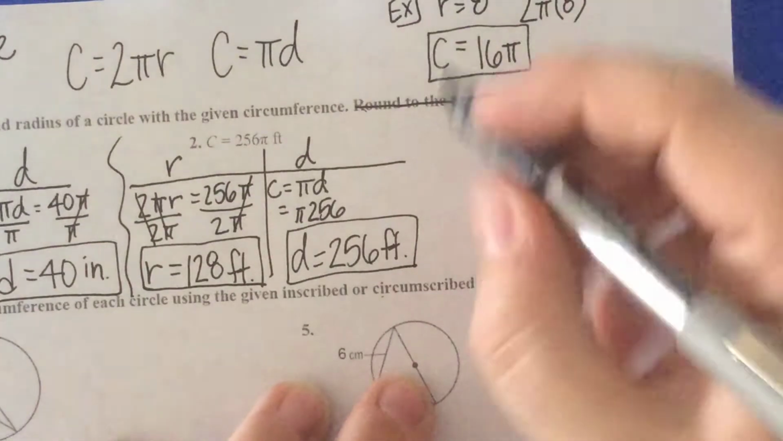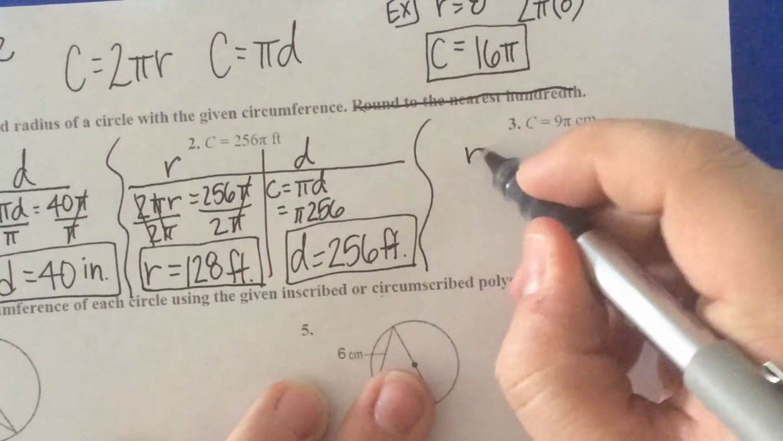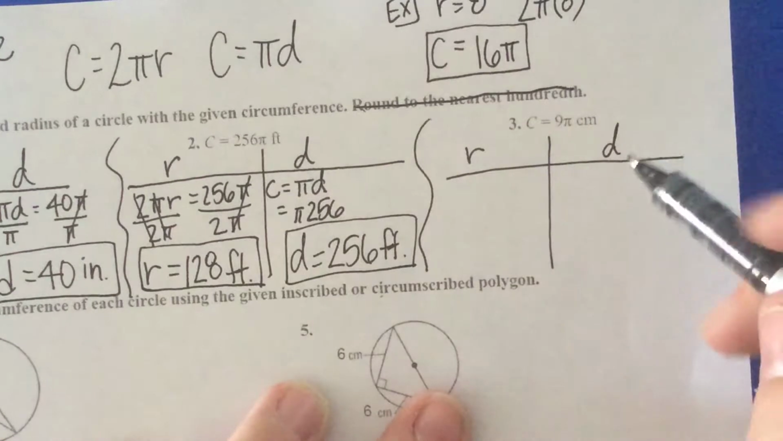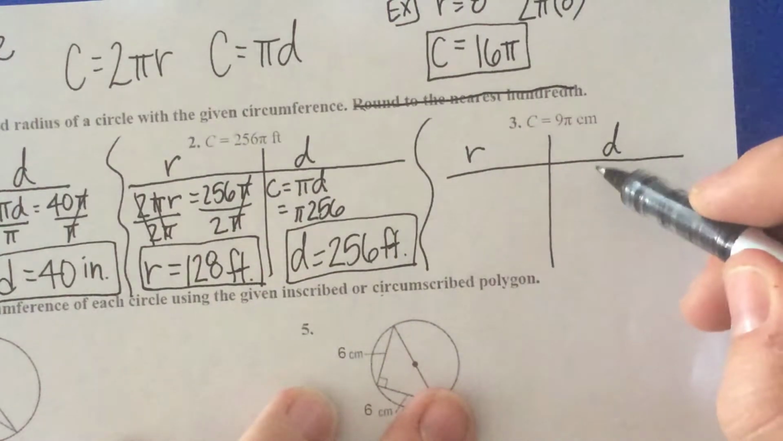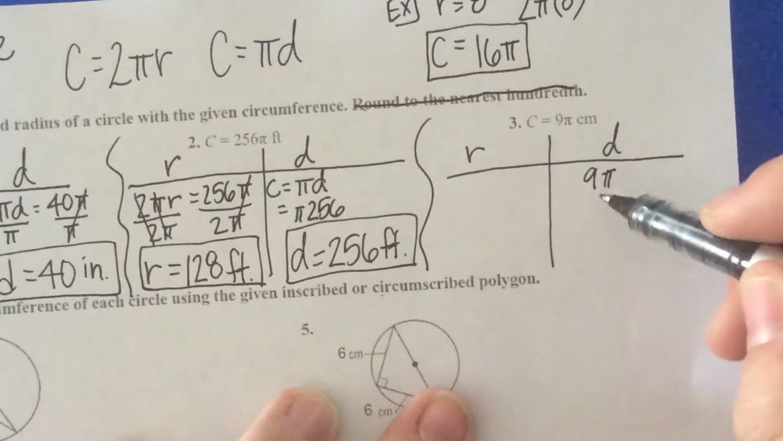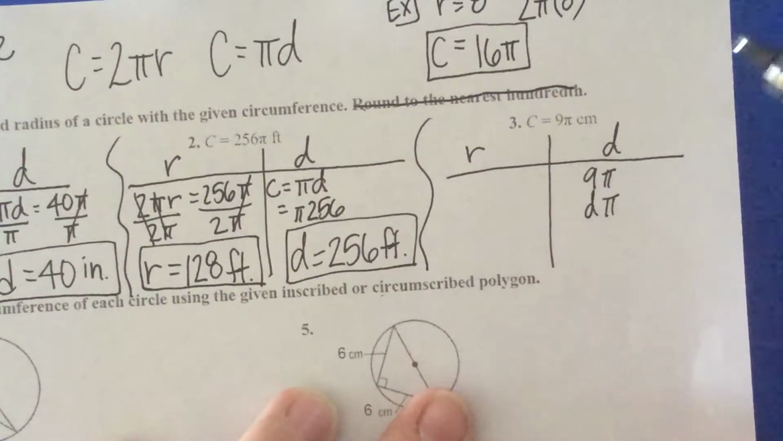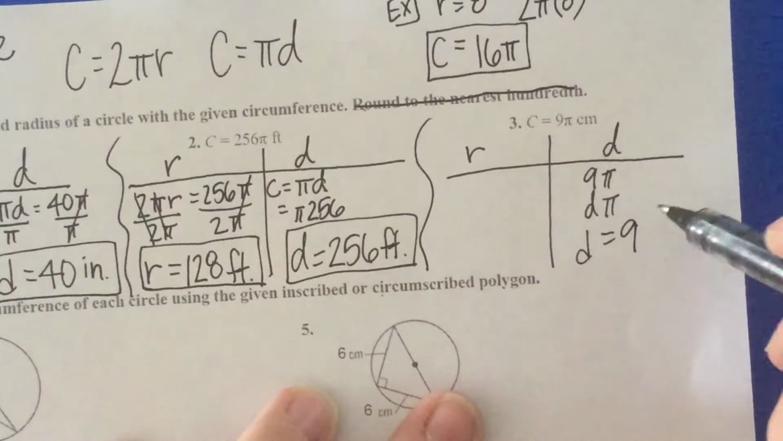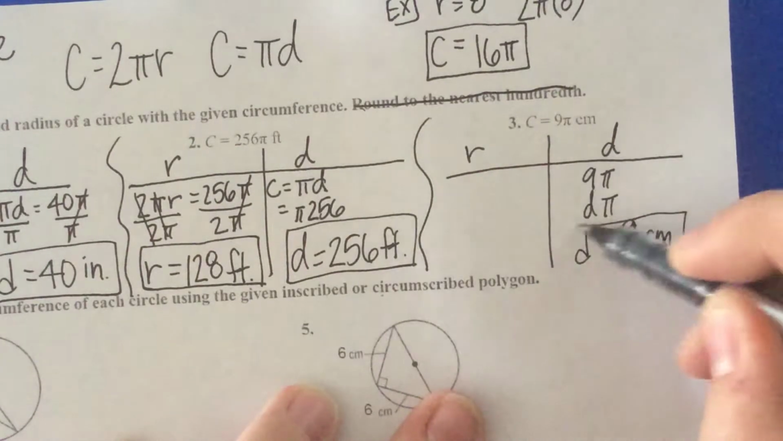Okay, now this last one, same idea, just we need the radius and we need the diameter. Now what if we find the diameter first? Okay, we've got 9 pi. We know our formula is pi d, which I could write as d pi. So therefore, we know d would equal 9 centimeters.